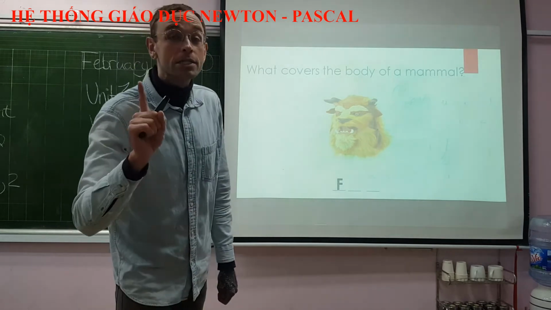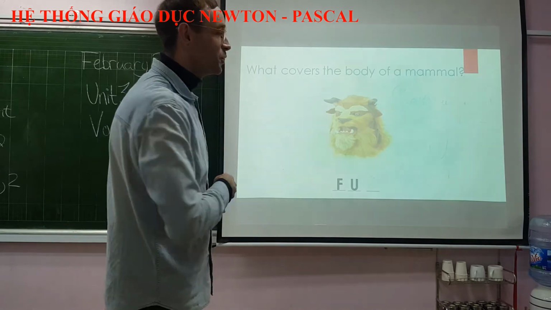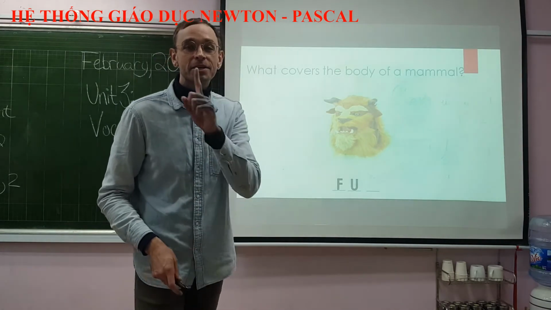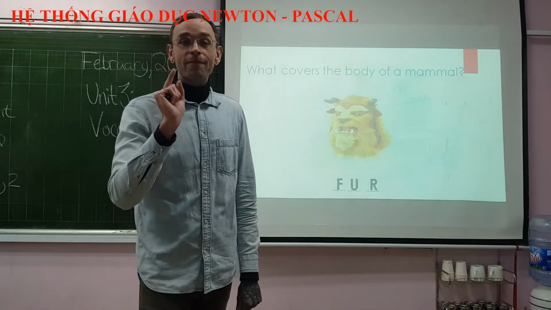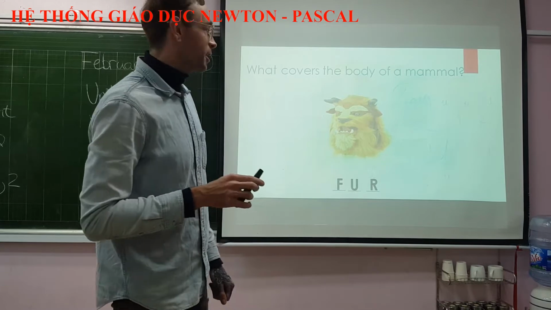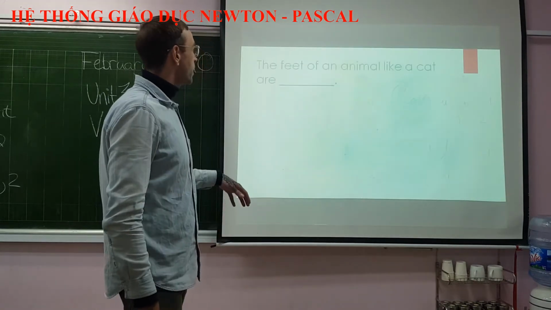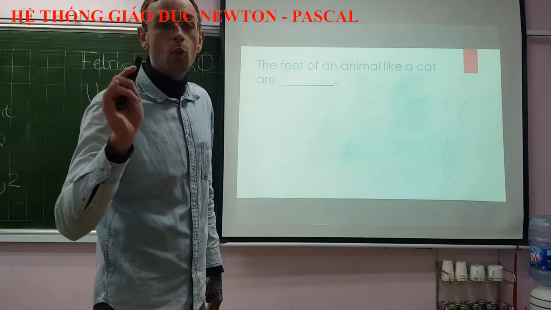That's right. What's the second letter? Say it out loud. Letter U. That's right. And the final letter is letter R. What does that spell? Fur. Very good. Everyone say fur. Good job. All right. The feet of an animal like a cat are called what?